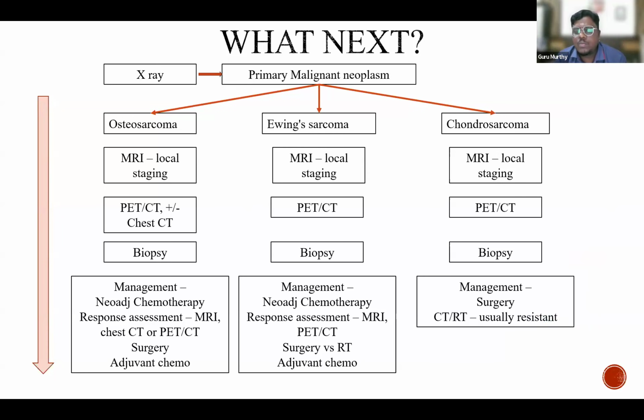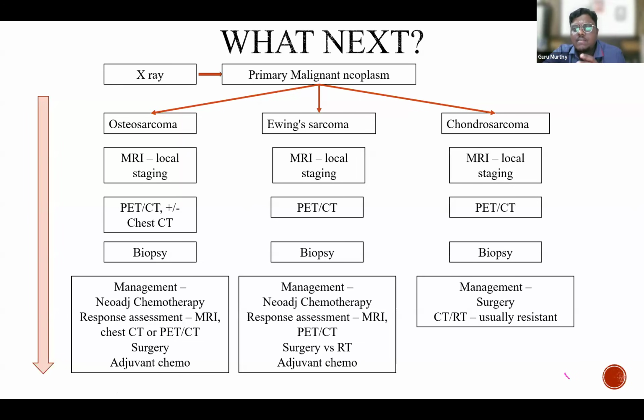Then subsequently you have to do PET CT with or without chest CT, because these osteosarcomas are prone to metastasize to lung. At times, some centers along with the PET will do an HRCT; some places will do it separately, because HRCT will pick up small nodules. Subsequently, after you have the MRI and PET CT, only then will the tumor board or multidisciplinary team plan the biopsy. The biopsy will be planned such that during the excision of the lesion, the biopsy tract will be excised, because this biopsy tract is prone to seeding.